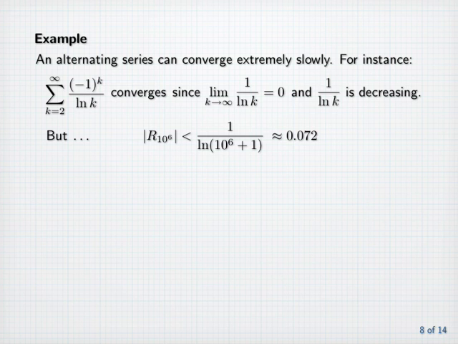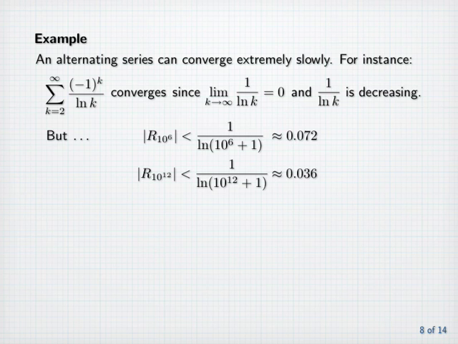We can add up 1,000,000 terms of this series, and that partial sum is guaranteed to be only within 0.072 of the sum of the full series. The absolute value of r sub 10 to the 12th is less than 1 over the natural log of 10 to the 12th plus 1, and that's approximately 0.036.